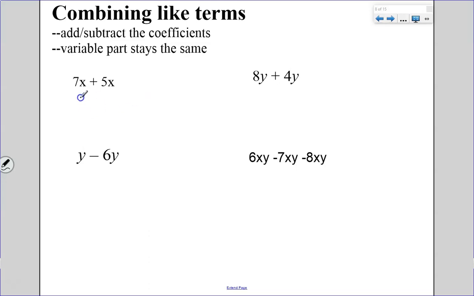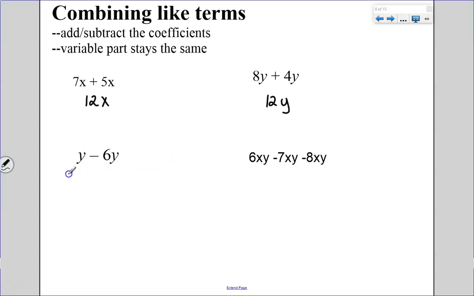For example, I have 7x plus 5x. Well, both variables are x, so my answer is going to be in x. As far as the coefficient, I would have 7 plus 5, and 7 plus 5 is 12. If I look at this one, both of these are y, so we're going to keep that y. So the answer is going to be in terms of y. And then I have 8 plus 4, which again would be 12.